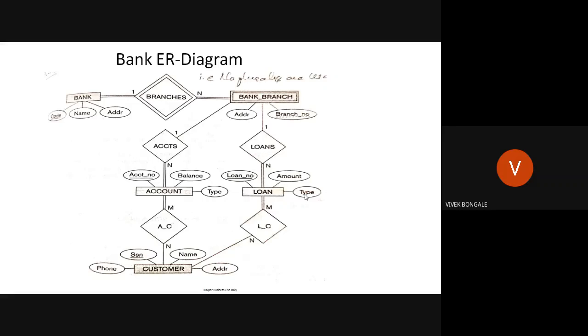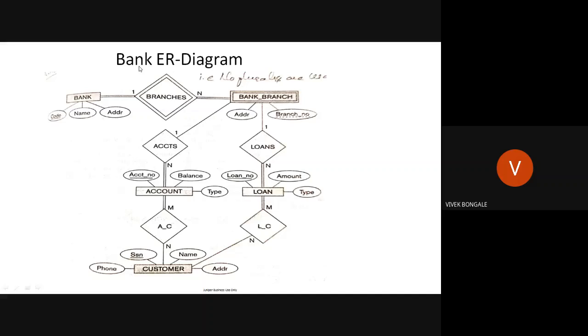In the last video, we discussed the concept of the ER diagram: what an ER (entity relationship) diagram is, and what notations we use in it. In today's class, we're going to see an example of how to construct an ER diagram. We are constructing a bank database ER diagram here.